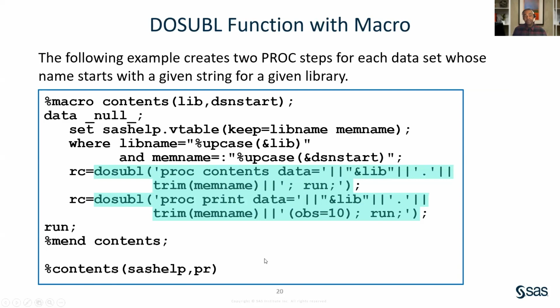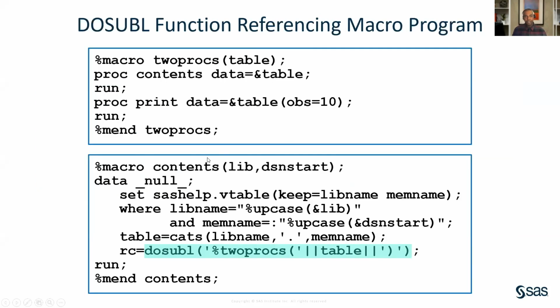You can process a series of tables that have the same prefix, so to speak, again using this within a macro. I have two macro programs this time. The first one I'm calling two procs, which has proc contents and proc print against the table name that I passed through this parameter. Then a macro called contents that references a library and the data set start, which is again for tables that begin with certain letters.